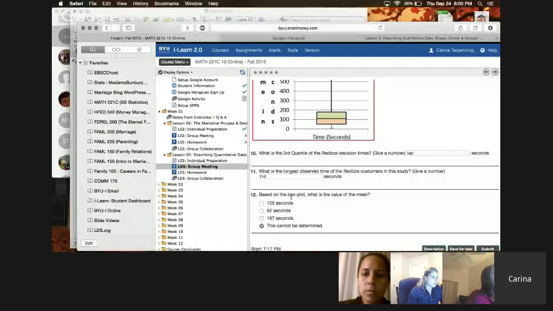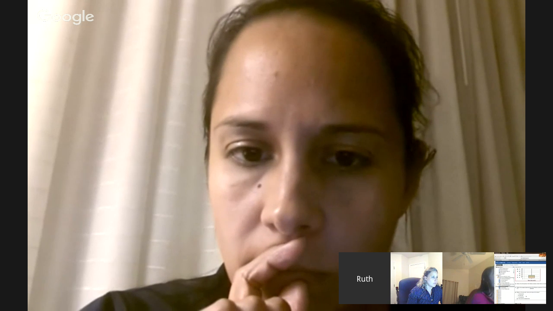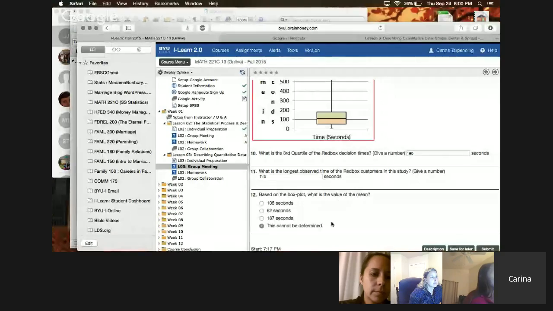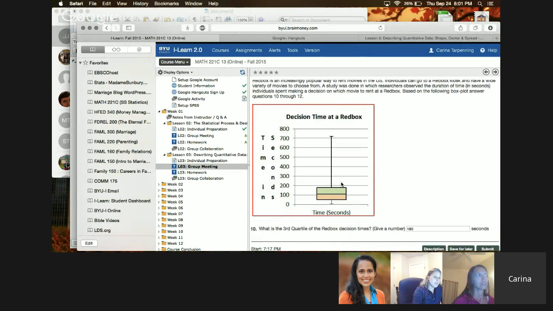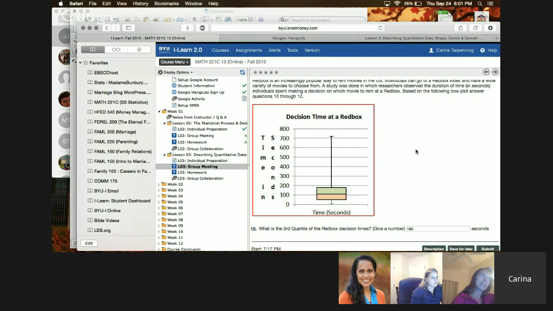And then the value of the mean. This can't be determined because the box plot doesn't have enough information to give us, right? To be able to determine what the mean would be. The purpose of this is to avoid the skew that the mean brings. So it just gives you the basics, straightforward. That's what I'm thinking too. This can't be determined. Okay.